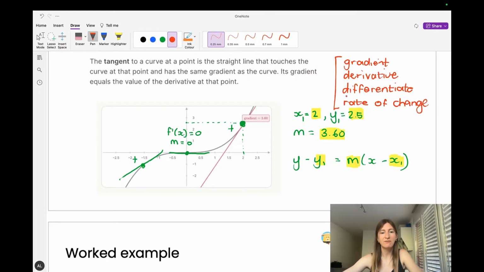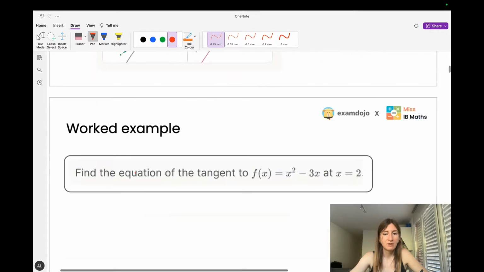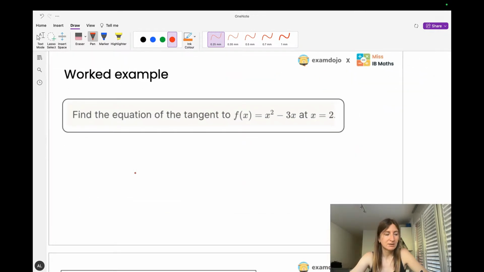So if they say, find the gradient at a point, you think, I need to find the derivative. If they say, find the derivative, you think this is the gradient. That's just going to really help you to be able to see what different questions are asking from you, because they're going to ask it differently. But all the same words. So the gradient at this point is also the derivative at that point. So let's do an example to see what that looks like.